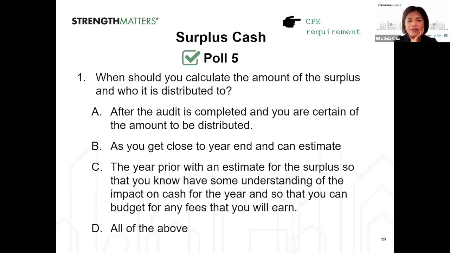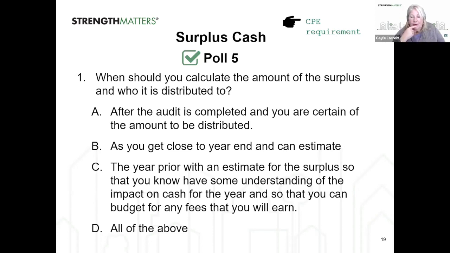Okay, so most of you, 53% of you, answered all of the above. Which means you do an estimate for the year prior, which is good, and then you can budget however much of the fees that you could get. But then also, as the year gets closer, you would check the estimate that you have done to see if it's still realistic. That's great. And then after the audit is completed, that's when the final numbers are in. Then you look at it one more time. I like that. I like all of the above.